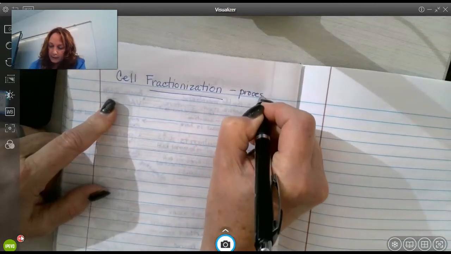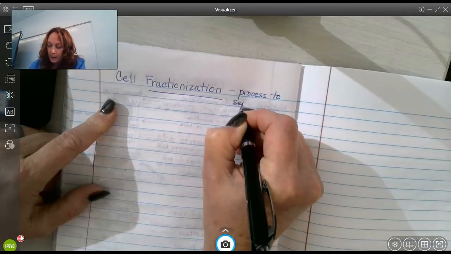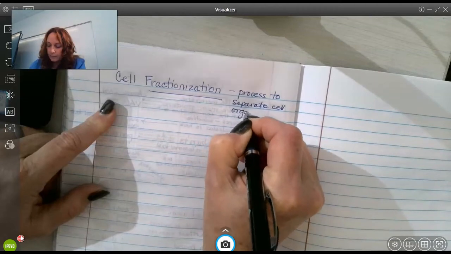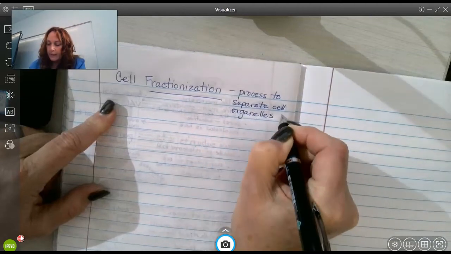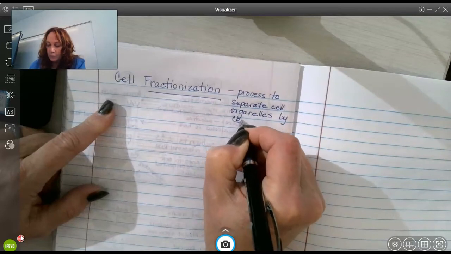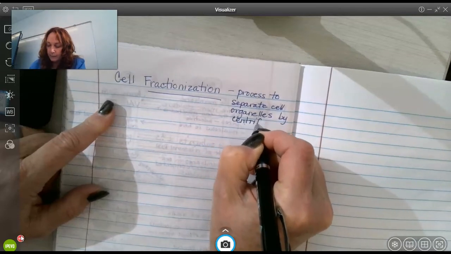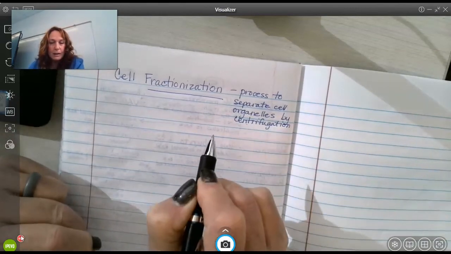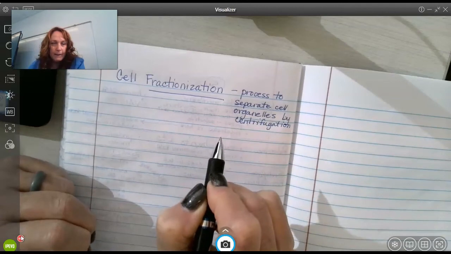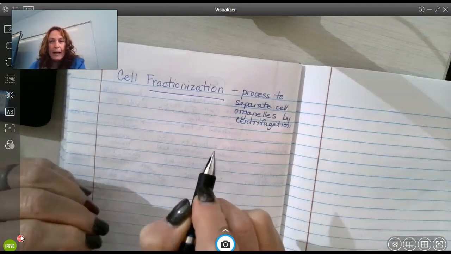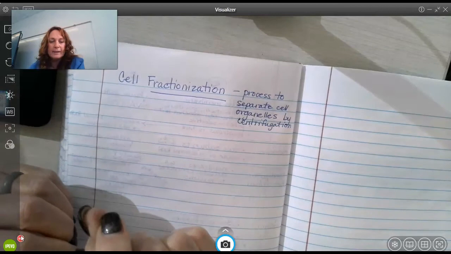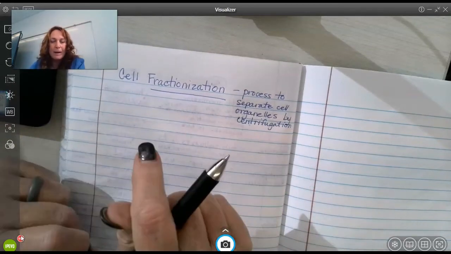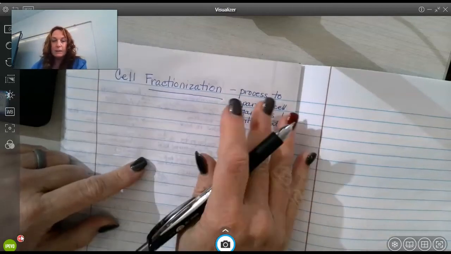So this is a process where you can separate out, so let's put that, a process to separate cell organelles, and it's going to be by using a centrifuge. A centrifuge works by spinning things, and when you put it in the centrifuge, whatever is heaviest and biggest moves to the bottom. So you separate by size and mass. That's the whole point of this.